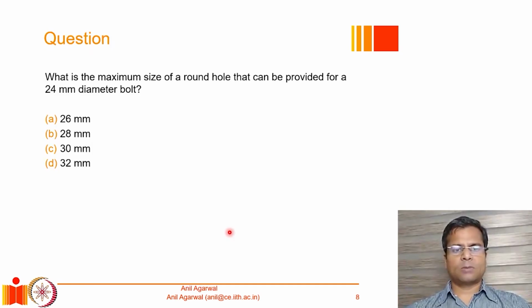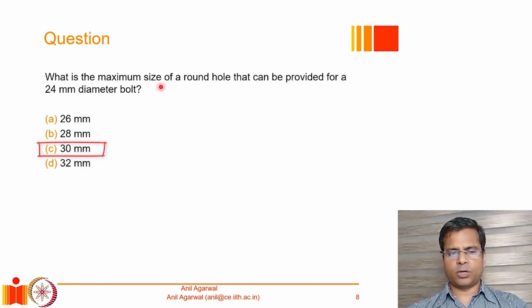What is the maximum size of a round hole that can be provided for a 24 millimeter diameter bolt? You have four options: 26 millimeters, 28 millimeters, 30 millimeters, 32 millimeters. You can refer to Table 19 of IS 800. If the bolt diameter is 24 millimeters, we need to find out the maximum size. Maximum size should be the oversized clearance. So that should give you enough clue.